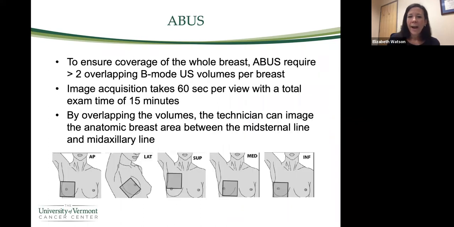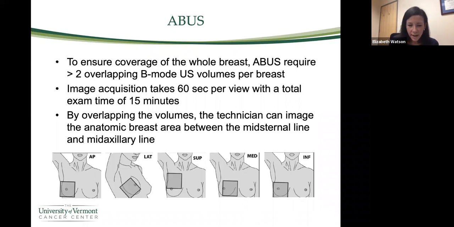So in order to ensure adequate coverage of the breast, because remember, we said with the automated breast ultrasound, we're taking absolutely every picture of every nook and cranny of this breast so that the radiologist can review everything. So there are a number of various volumes that are done. And you can see those pictures in the bottom here, these graphic depictions of the various places that the transducer is put on the breast in order to make sure that absolutely every part of the breast is imaged. Each one of these volumes takes about 60 seconds to do. The entire exam time is about 15 minutes.